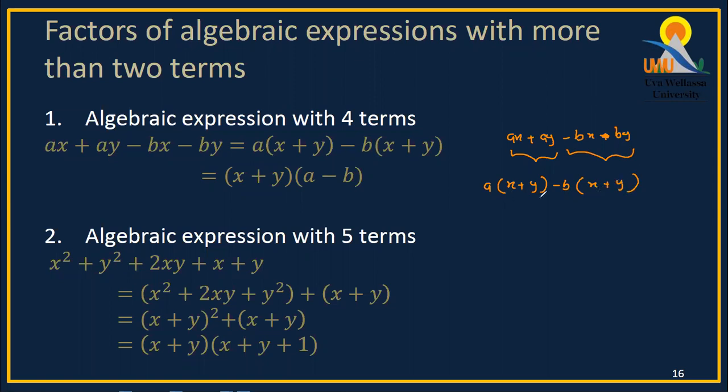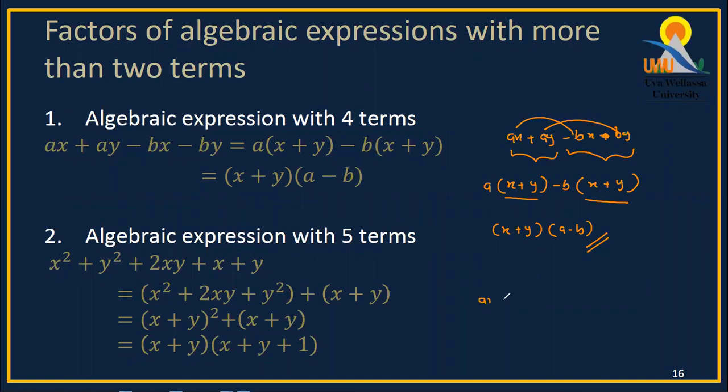Now you can see that x plus y is common for both. Therefore, we can take this x plus y out here. Then we will get a minus b here. That is how we can perform this calculation. Or else, if anyone needs to take x out of these two and y out of these two, we will look at that way also.